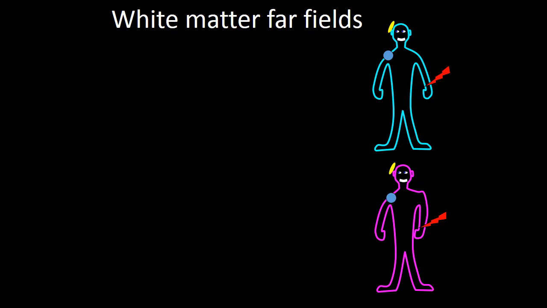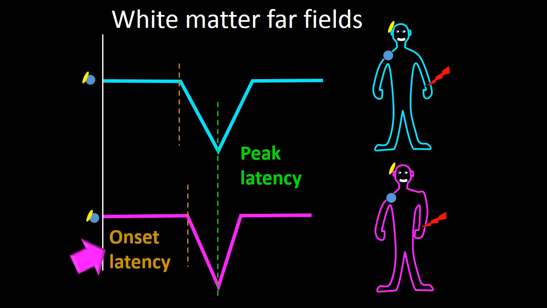In this new frame, the position of the electrode has not changed, but the position of the arm being tested has. The characteristic of far field is that the onset latency changes with the change in position, but the peak latency does not change. This is an important distinction between the two types of fields.